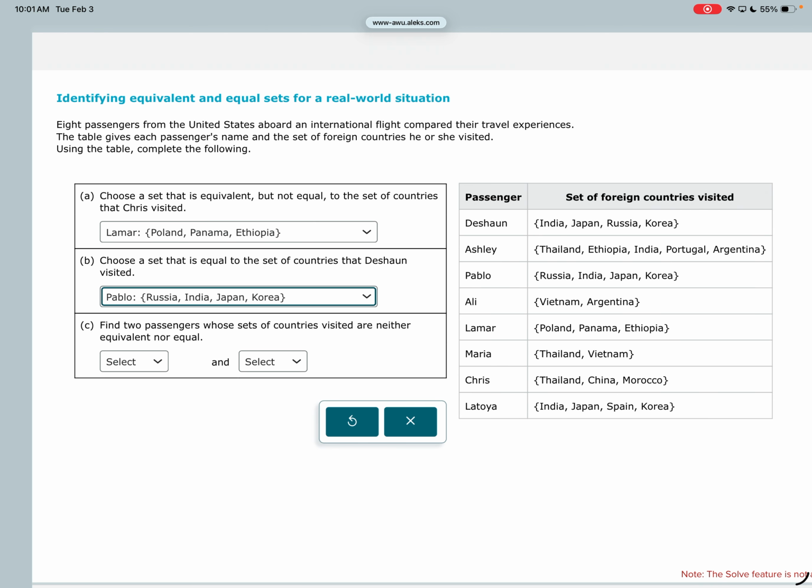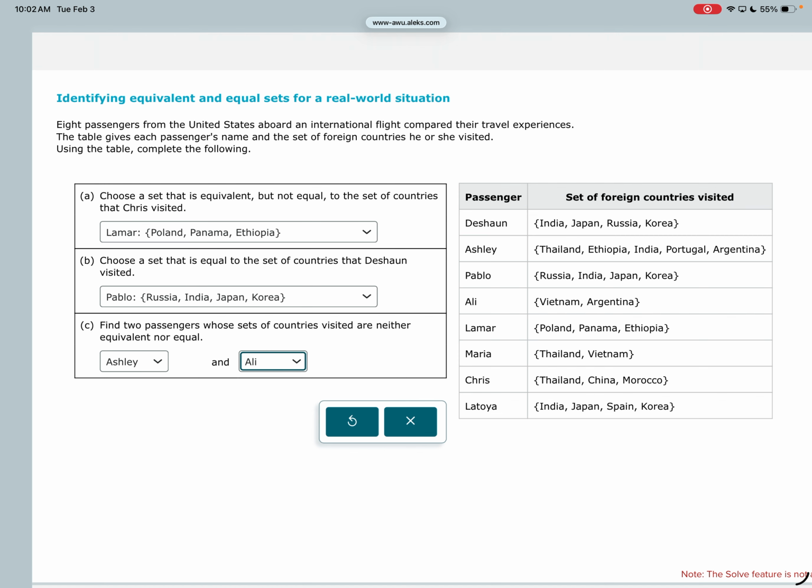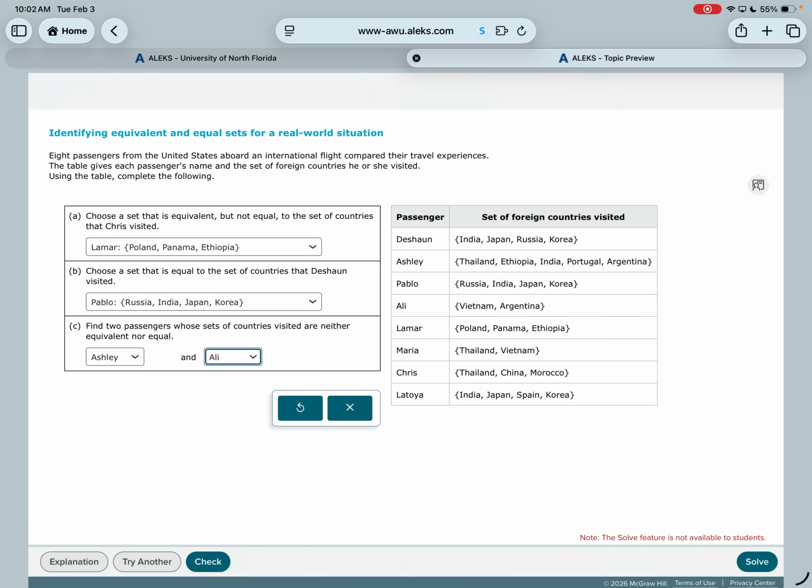Find 2 passengers whose set of countries visited are neither equal nor equivalent. So I'm going to go with Ashley as my first one because Ashley has 5. And then just pick any one that has a different amount. So Ali has 2. So obviously they're not equal. One's 5, one's 2. Cardinalities don't match, so they're not equivalent.